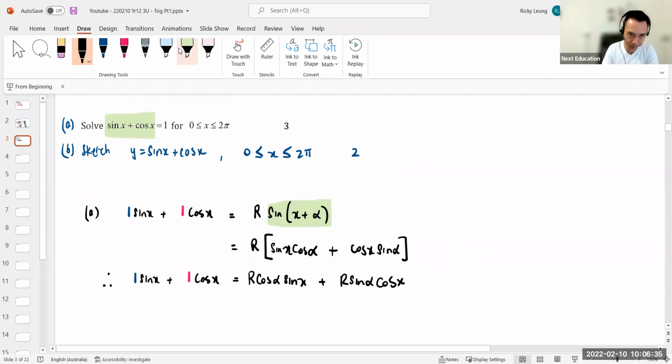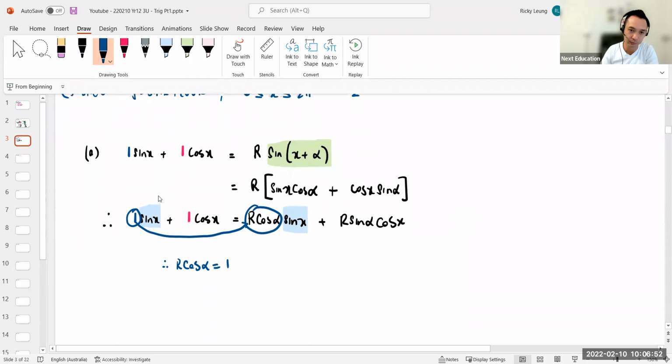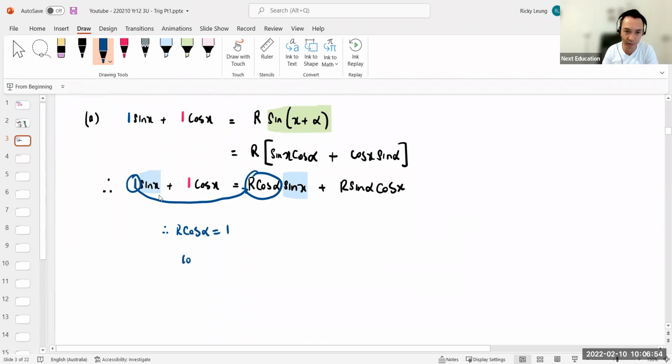Now, once you do that, we know there's a sine x expression there and a sine x expression there, which means the constant in front should equate to that expression there. So we do exactly what we did before. Therefore, r cos alpha equals 1, and then cos alpha equals 1 on r. That's half of the information I need for the right angle triangle.